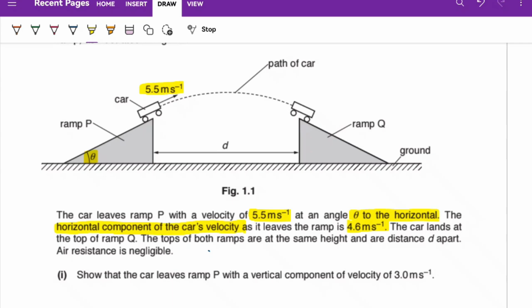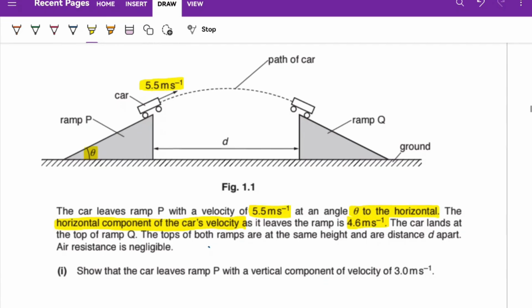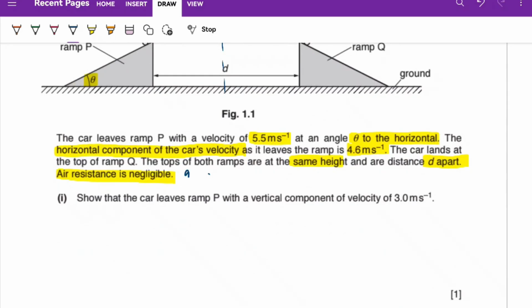The car lands at the top of ramp Q. The tops of both ramps are at the same height and are a distance of d apart. Since they are the same height, you can have a midpoint here. Air resistance is negligible, which means your acceleration is 9.8 meter per second square, or more accurately, 9.81 meter per second square.